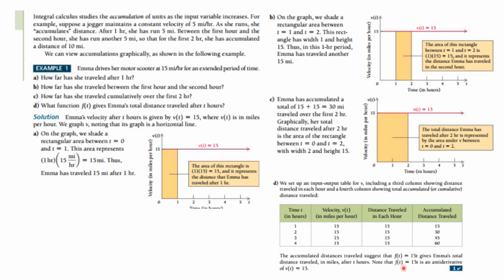And note that 15t is an antiderivative of 15, because you see the constant just sits there, and you can think of this as 15 times t to the 0. Add 1 to the exponent and divide by the new exponent, and you have 15t.